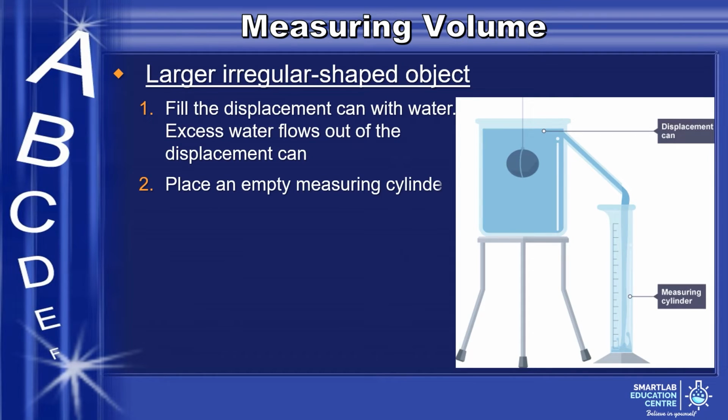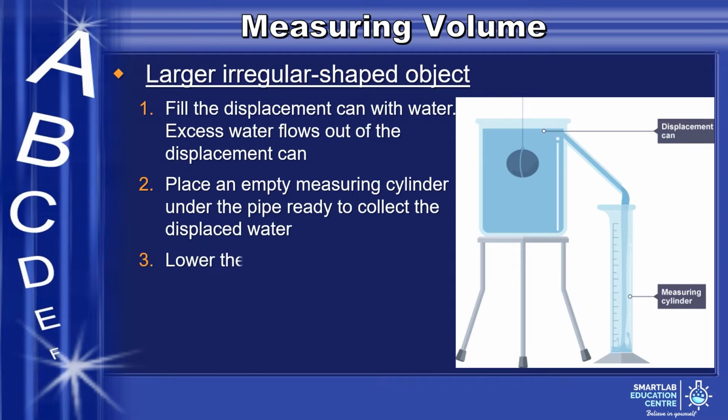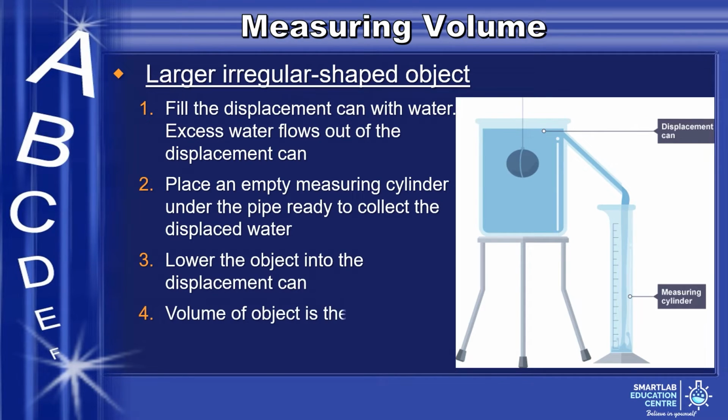Place an empty measuring cylinder under the pipe, ready to collect the displaced water. 3. Lower the object into the displacement can. 4. Volume of the object is the same as the volume of the water in the measuring cylinder.